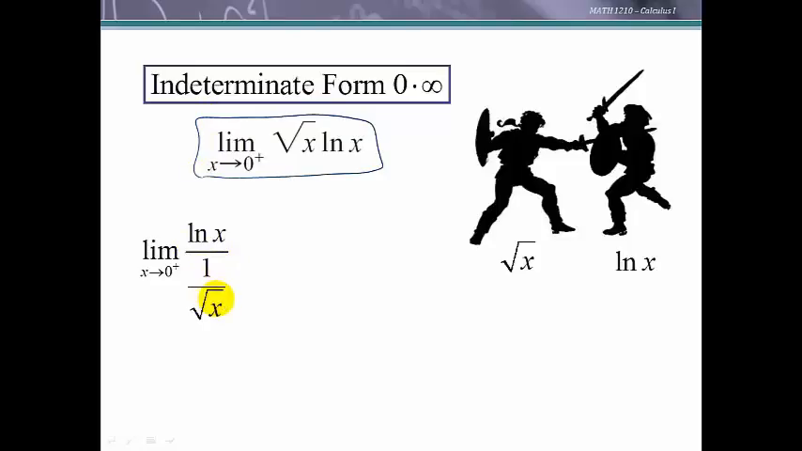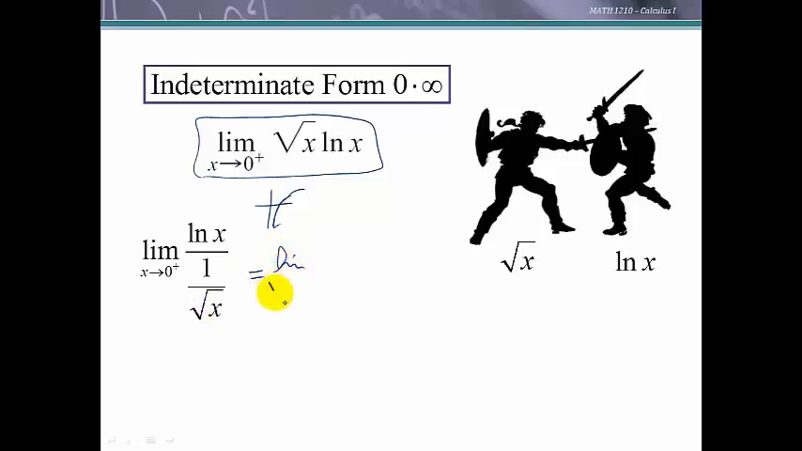Because as we approach 0 from the right-hand side, the natural log of x is going towards negative infinity, because remember what the natural log graph looks like. As we head towards 0, we're going towards negative infinity. Looking at the denominator, as we approach 0 from the right-hand side, the square root of x approaches 0, so 1 over that would approach infinity. So now that we have the correct indeterminate form, we can apply L'Hopital's rule.